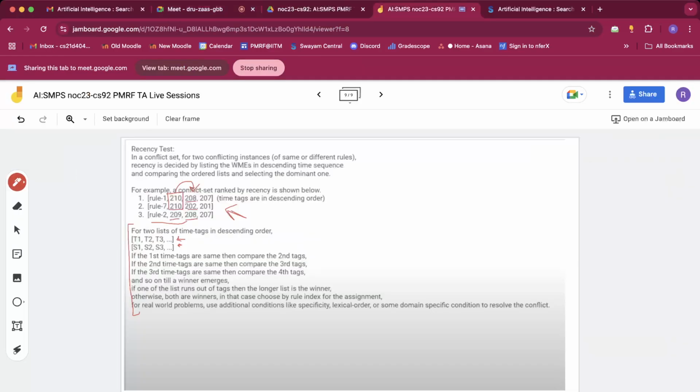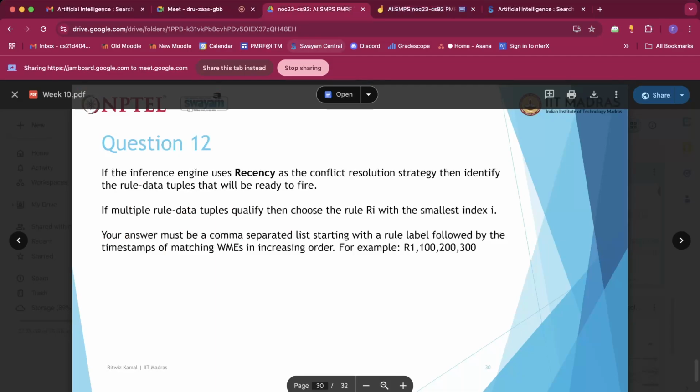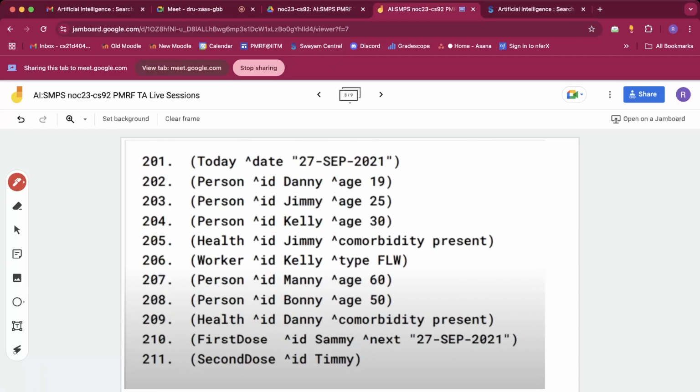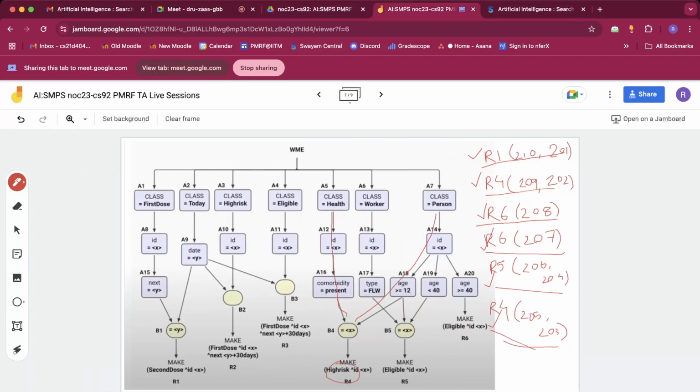In a conflict set, for two conflicting instances of the same or different rules, recency is decided by listing the WMEs in decreasing or descending time sequence and comparing the ordered list and selecting the dominant one. Okay, so now we'll try to rank the different elements of the conflict set as per this recency ranking that we just saw, and then you tell me which of these occurs at the top position.